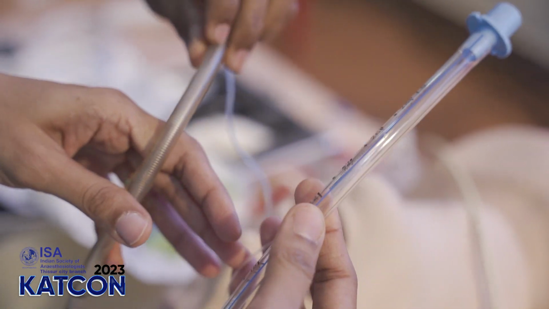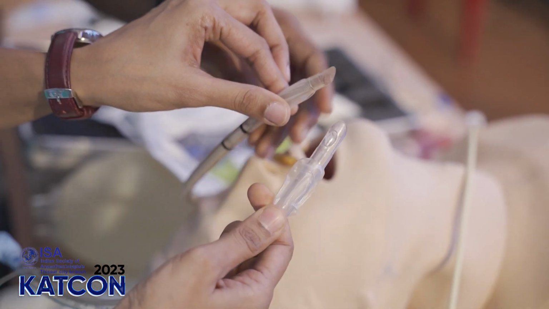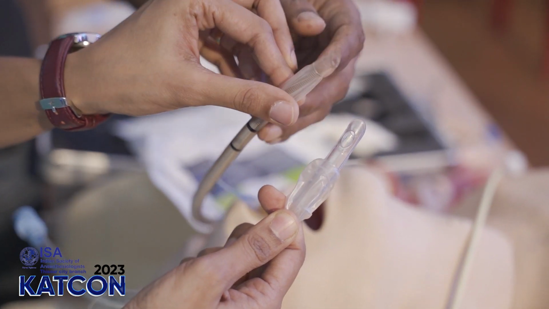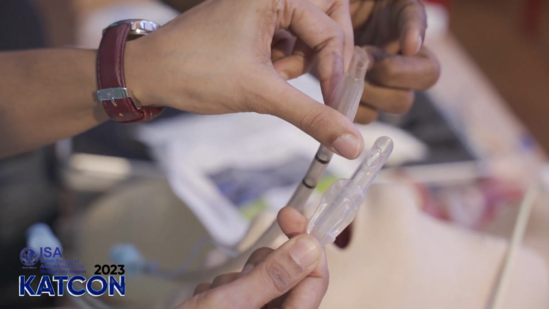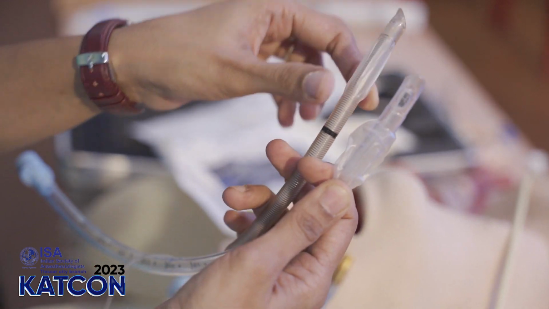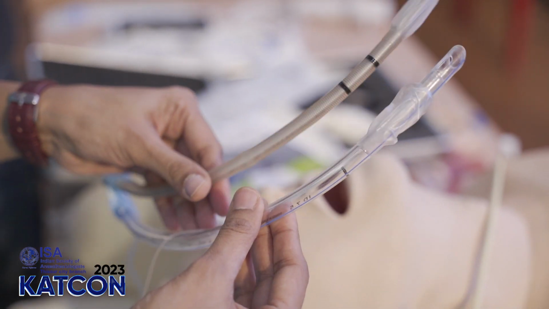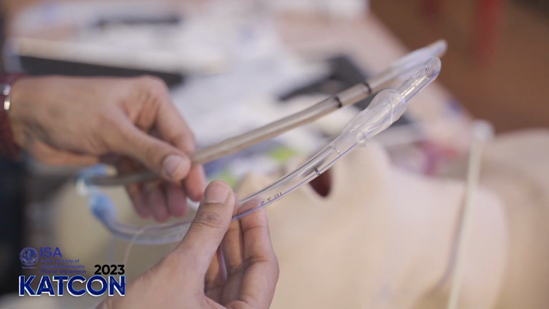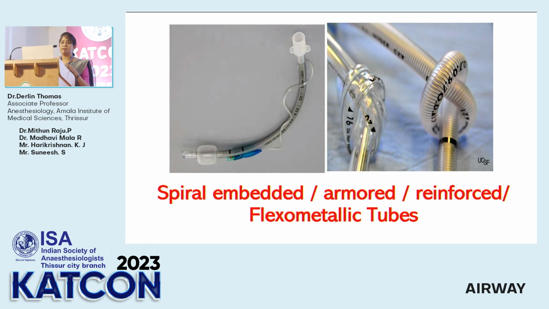And you can see the wire reinforced tip. There is no Murphy's eye in this. There is a Murphy's eye in this. It is not there in the flexometallic tube. So one-sided ventilation can happen very easily with the flexometallic one. And since flexometallic tubes are flexible, it is ideal to insert a stillet before we intubate.